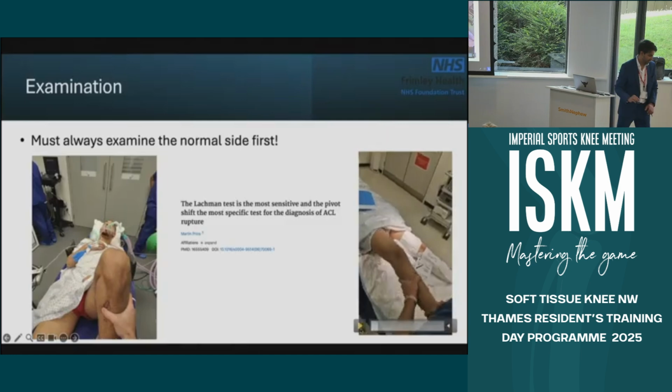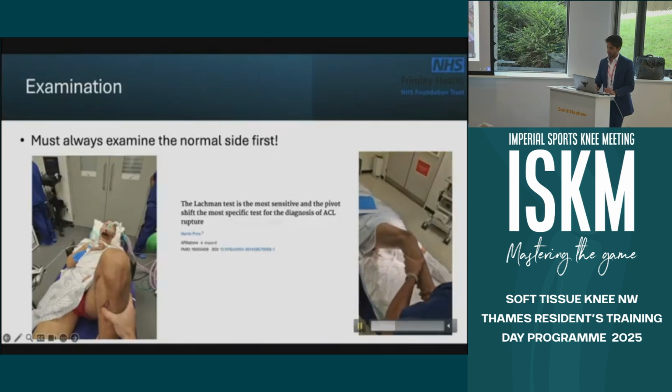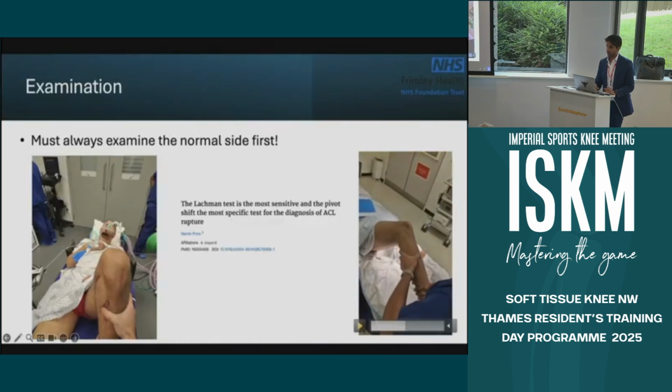Adduction or valgus. Valgus, yeah. And then what's happening there? You flex the knee up. The plateau is originally subluxed, yeah. And you're reducing it with that IT band. So the IT band is pushing it back down.